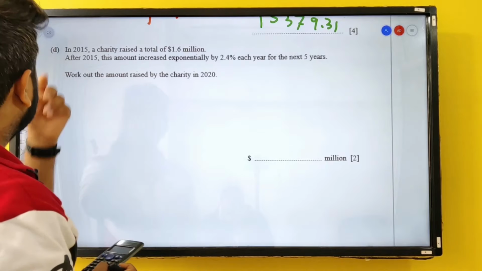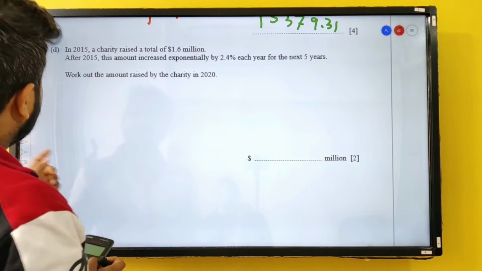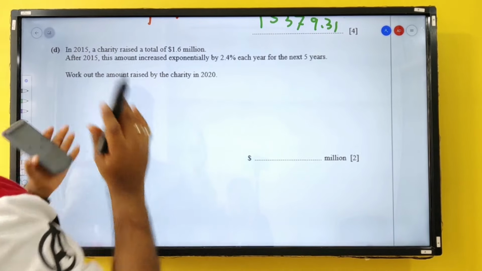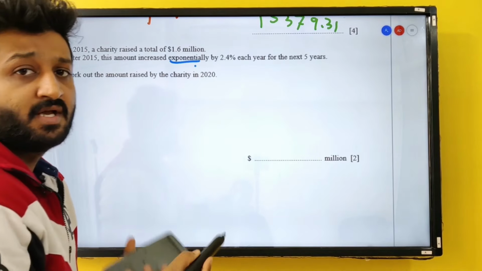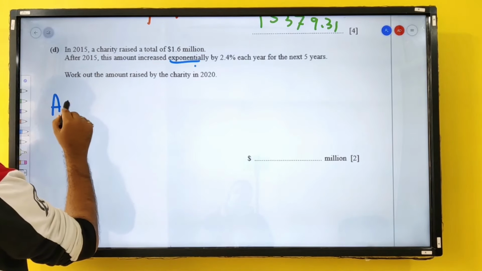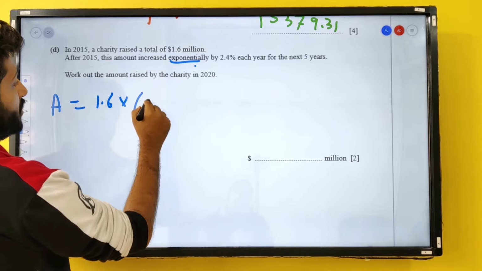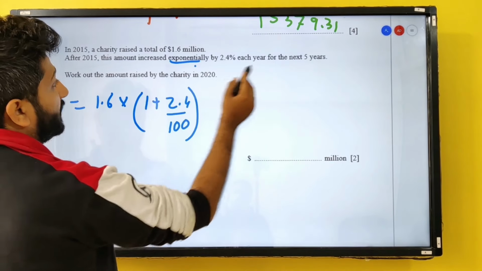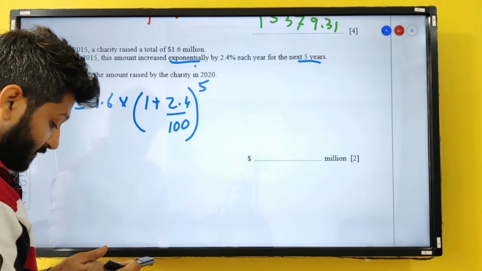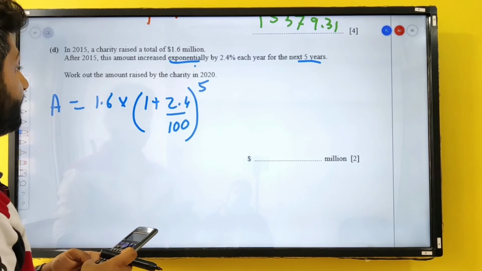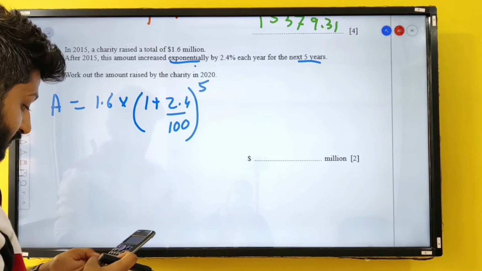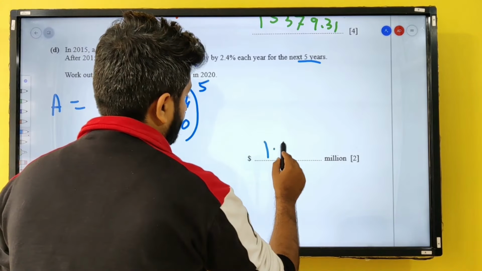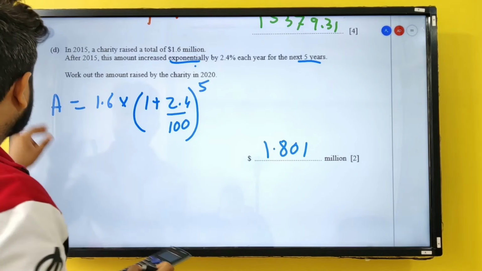In 2015, a charity raised a total of 1.6 million. After 2015, this amount increases exponentially by 2.4% each year for the next 5 years. Find the amount of the charity. Since this is exponential, we will use the concept of compound interest. My amount is going to be principal into 1 plus r upon 100 power n, where the power is time, which is 5 years. So 1.6 into 1 plus 2.4 upon 100 power 5. My final answer is 1.801 million, or 1.80 will also do.